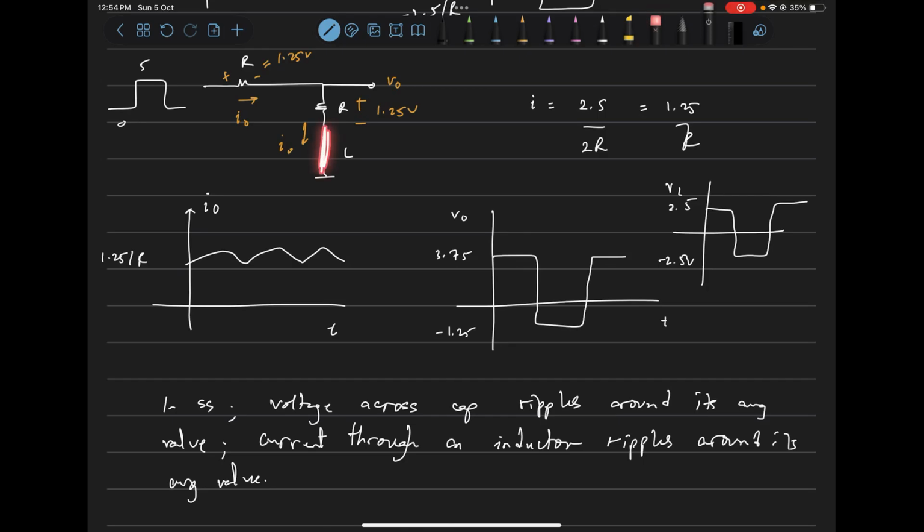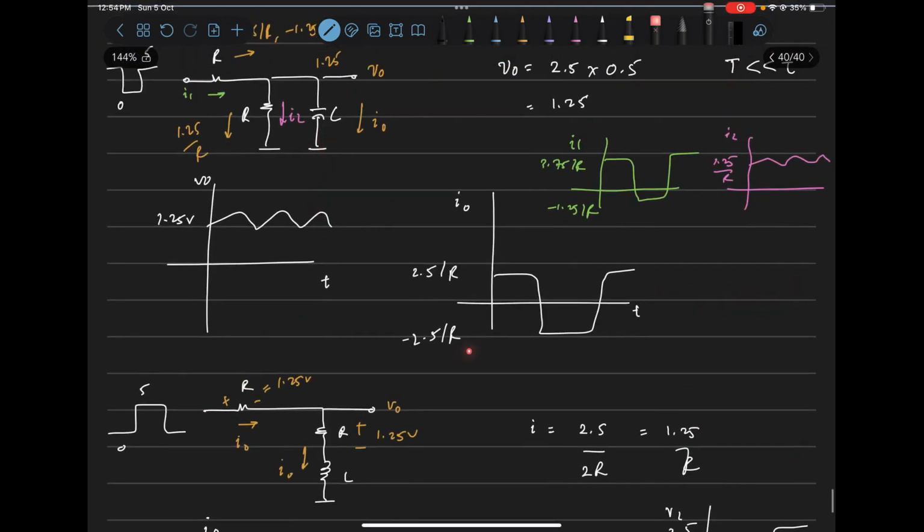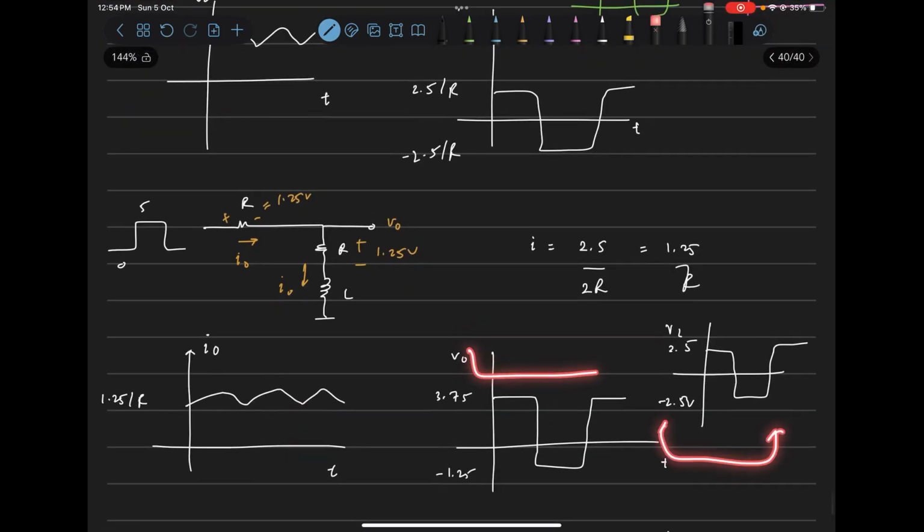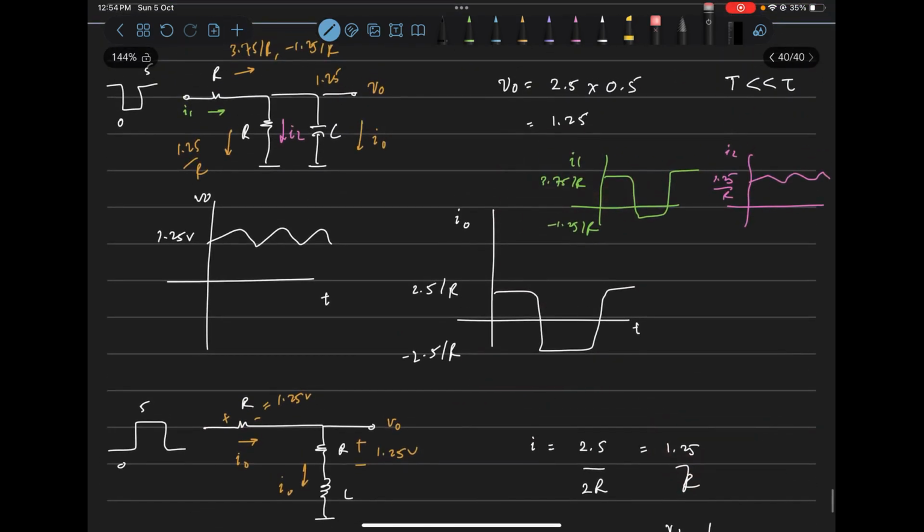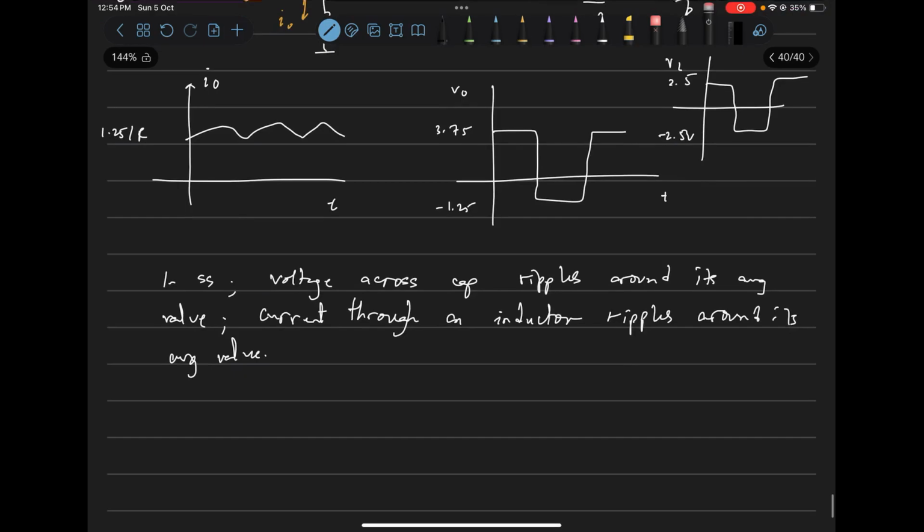So here the average value of the current is 0. Here the average value of the voltage is 0, and here the average value of the current is 0. Okay, so this is the main point that you should keep in mind.